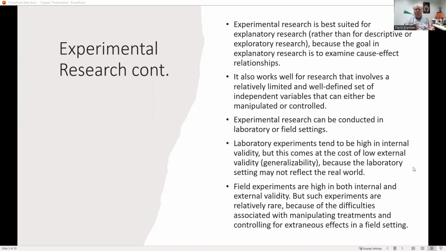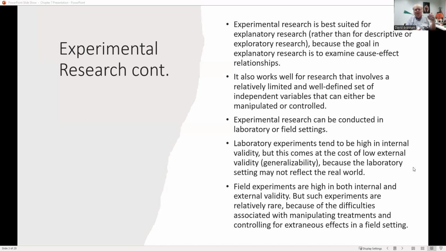It also works well for research that involves a relatively limited and well-defined set of independent variables that can either be manipulated or controlled. If you have a small group, you can still do experimental design. If you don't want to have an entire population in your group, if it just makes it easier to, for instance, have a sample of university students, you can do experimental design with that sample, and you can attribute causation to the independent variable because you'll have 2 equal groups in that sample.